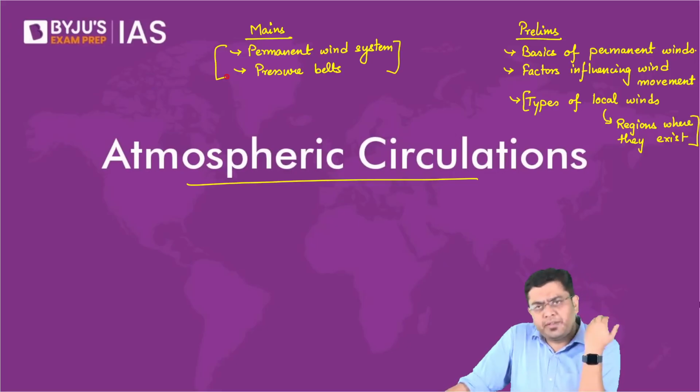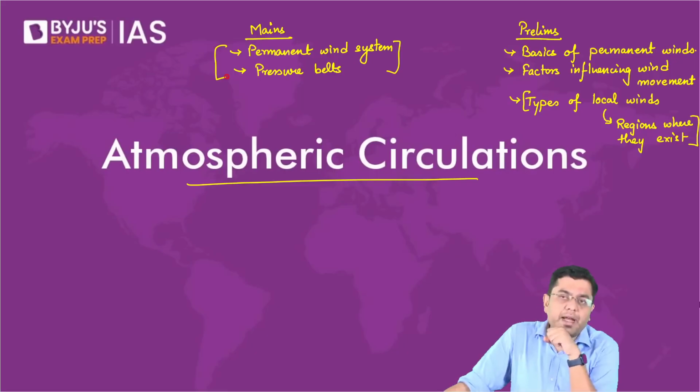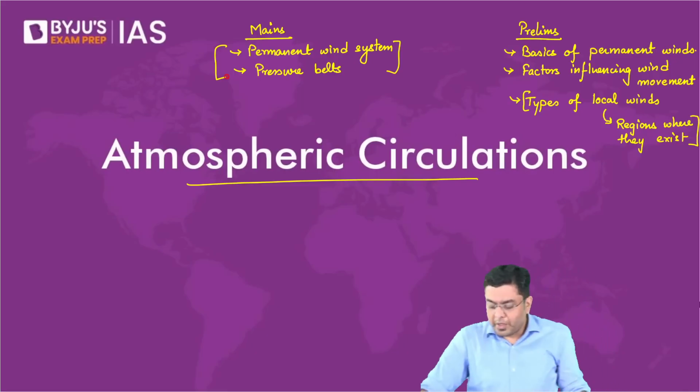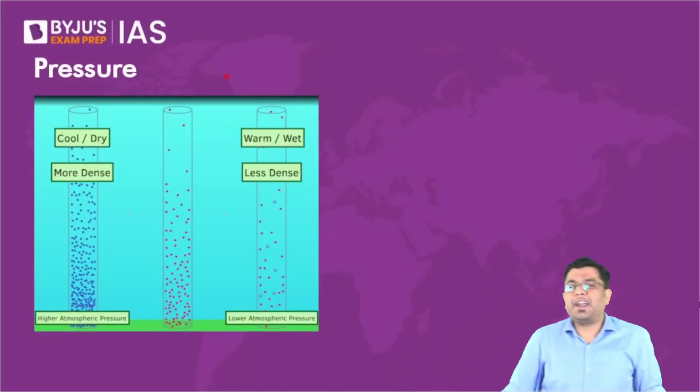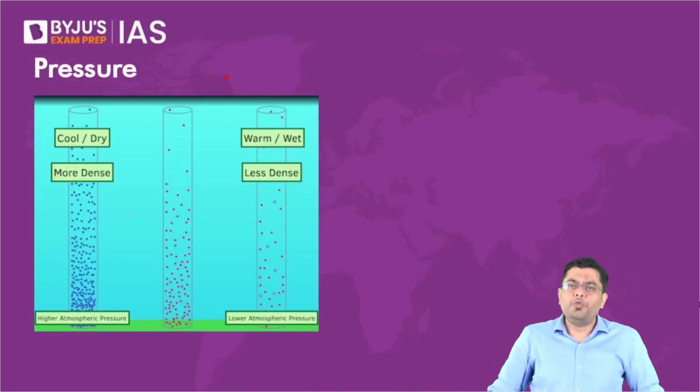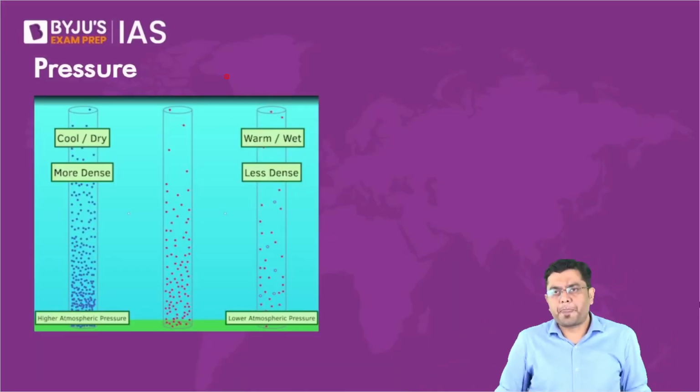Permanent wind systems means the wind systems which continue to move throughout the year across the planet. So that is something we'll take note of. And after that, we shall be introducing ourselves to the concept of local winds. Now, here, when we talk about atmospheric pressure, what do we understand by pressure?